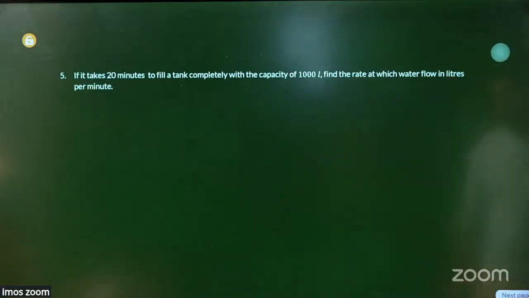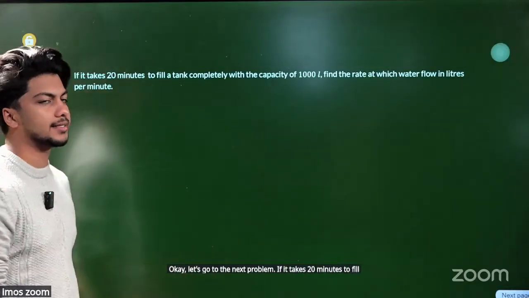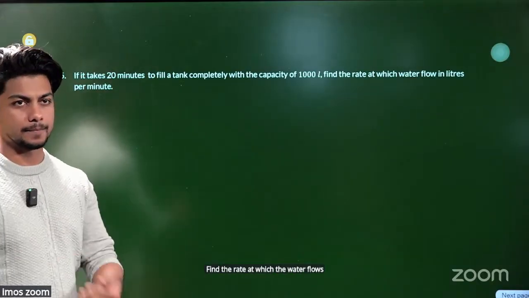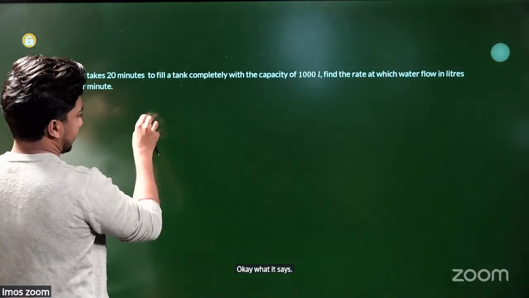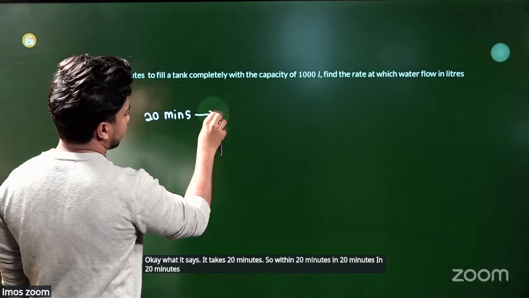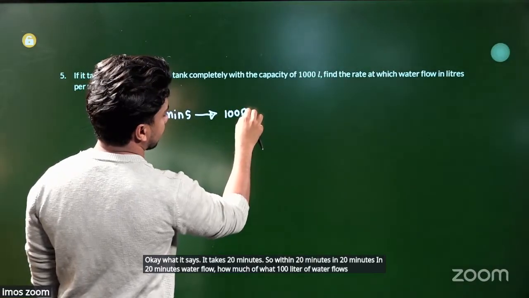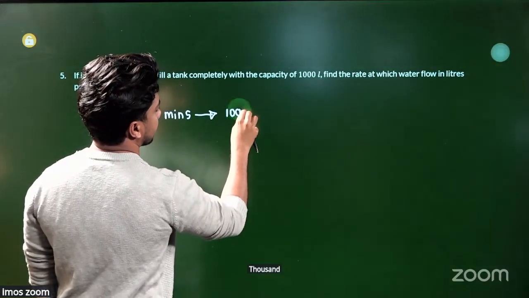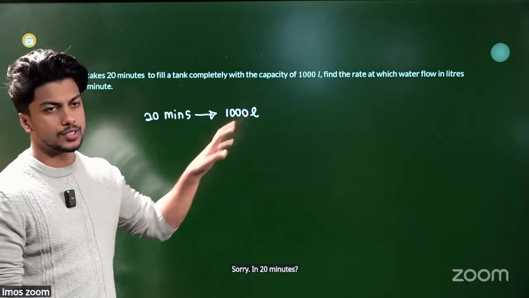Okay. Let's go to the next problem. If it takes 20 minutes to fill a tank completely with a capacity of 100 liters, find the rate at which the water flows in liters per minute. Okay, what it says, it takes 20 minutes. So within 20 minutes, how much water flows? 100 liters of water flows, right? Sorry, in 20 minutes 1000 liters.